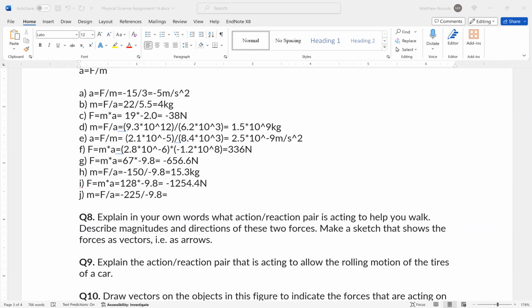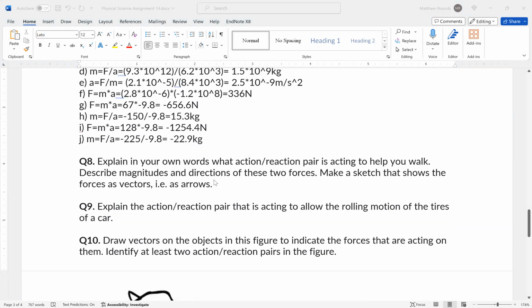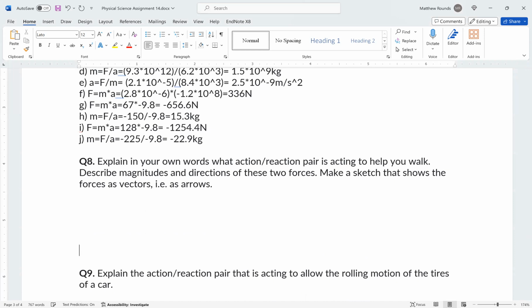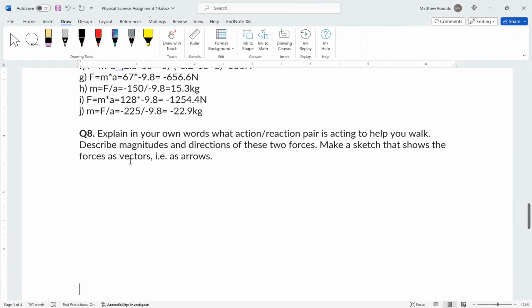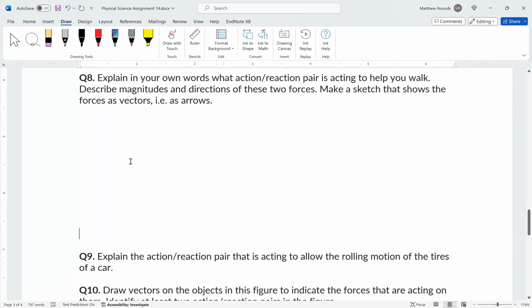Here's J's answer. I think that's right. Yeah. Okay, that looks reasonable. All right, any questions on that before we move on to question 8? Nope, I'm good. All right, so question 8 says, explain in your own words what action-reaction pair is acting to help you walk. Describe the magnitudes and directions of these two forces.